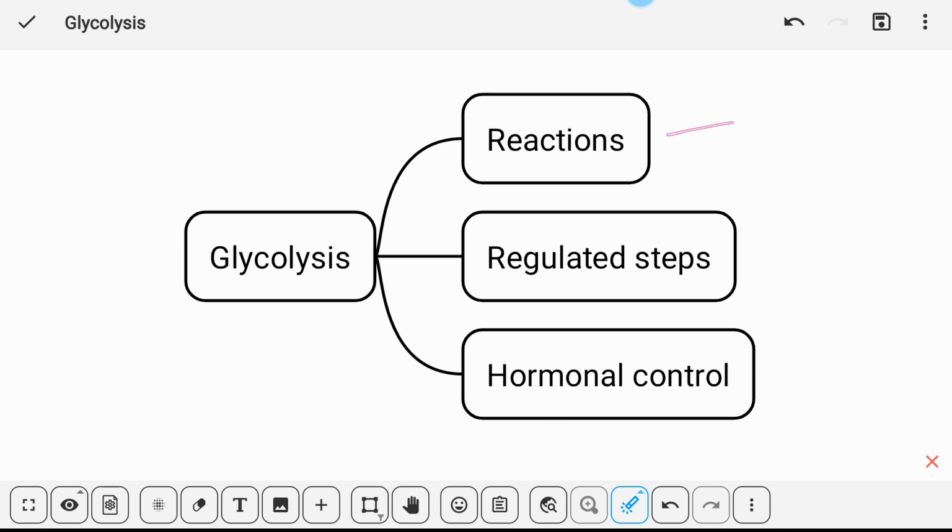We have discussed the reactions of glycolysis pathway in our last video. In this video, we will discuss the regulated steps and the hormonal control. Stay with me.